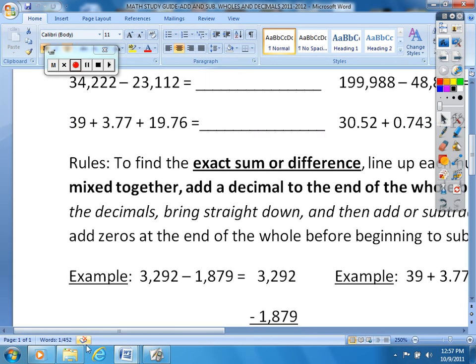I'm going to go back to this original problem that we did here. If you'll remember, when I did this problem and I got an estimation, I had 40 plus 4 plus 20, which is 64. Okay?